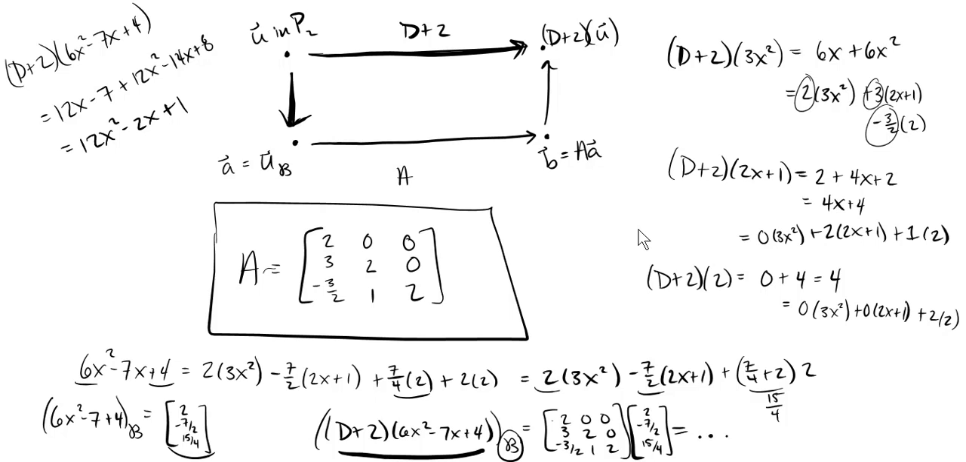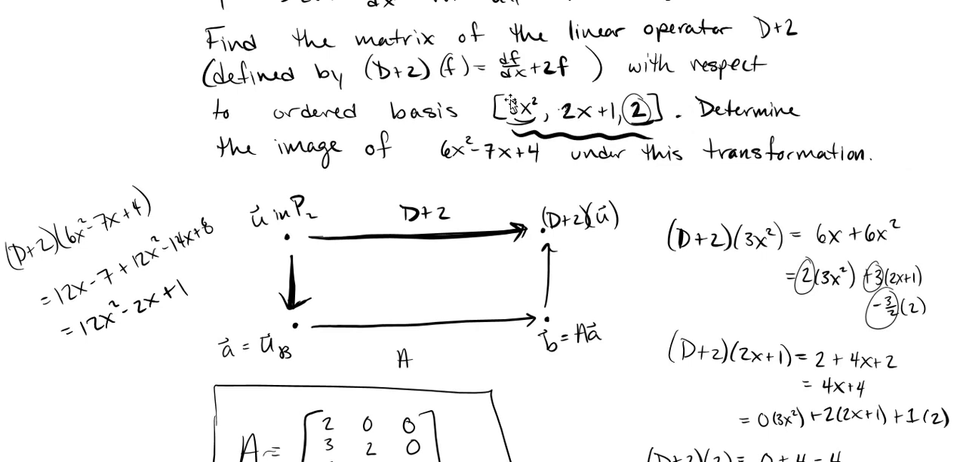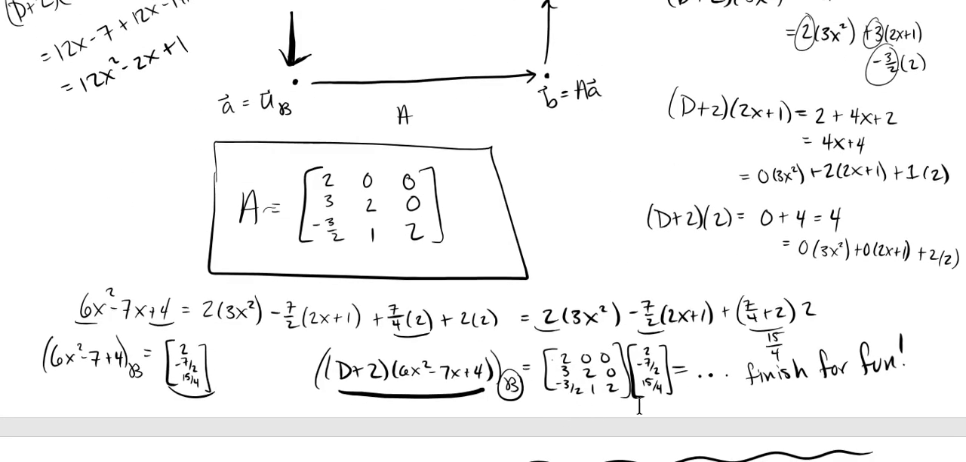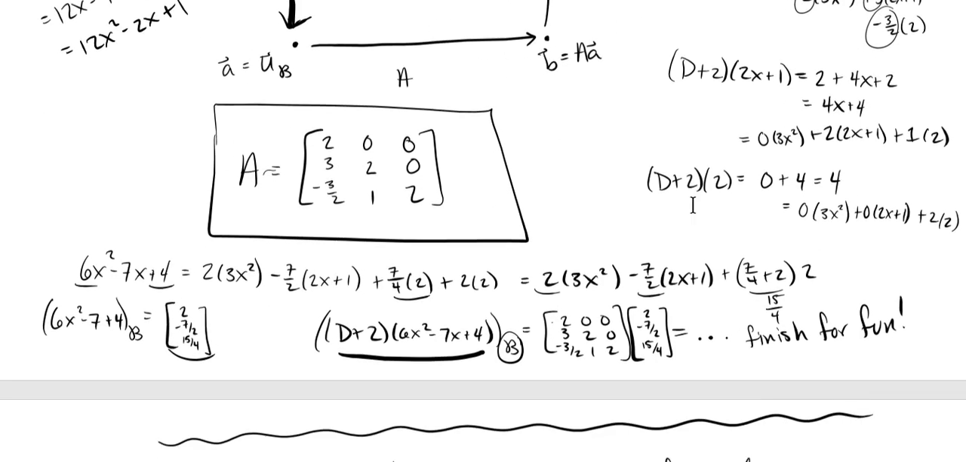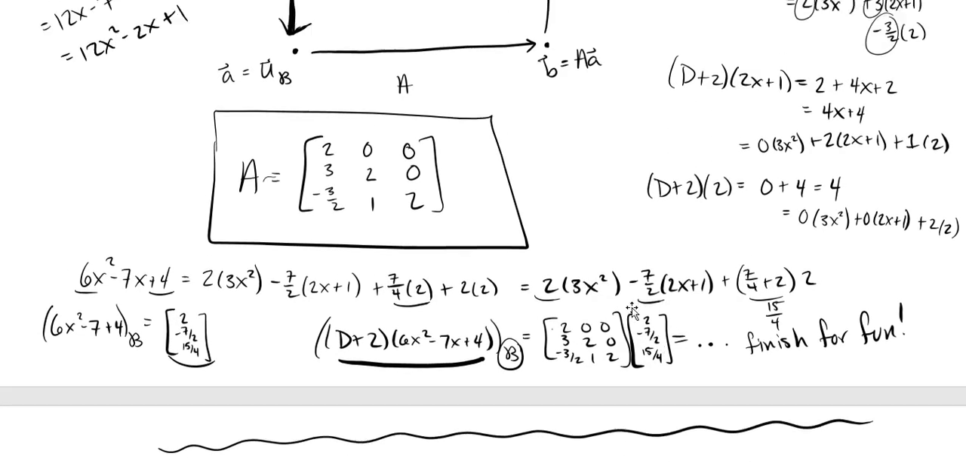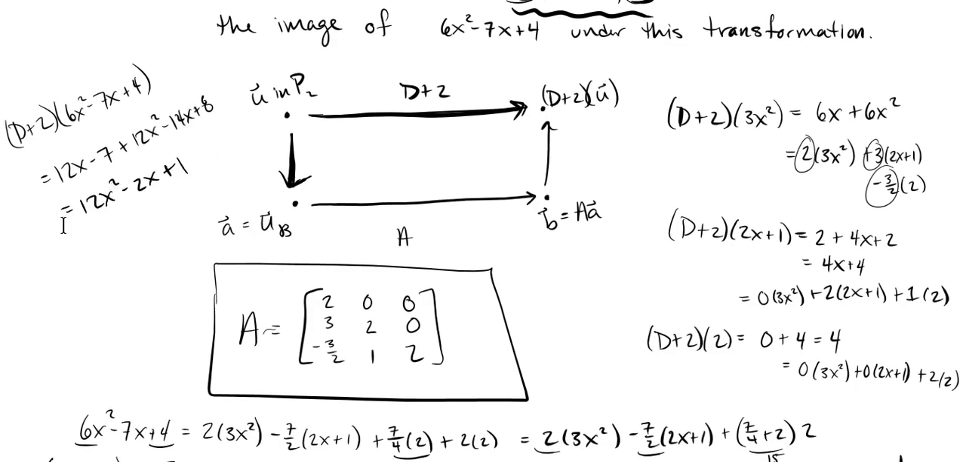I'll leave the details to you to finish for fun. Remember, what you get out of here is just the coordinates of the image relative to the basis B. You would have to actually write that linear combination of these basis vectors out and expand it all to see that it's the same as this simple expression over here. It's going to look like some ugly numbers, some amount of 3x squared, some amount of 2x plus 1, and some amount of 2. It's not going to look directly just like this. Okay.